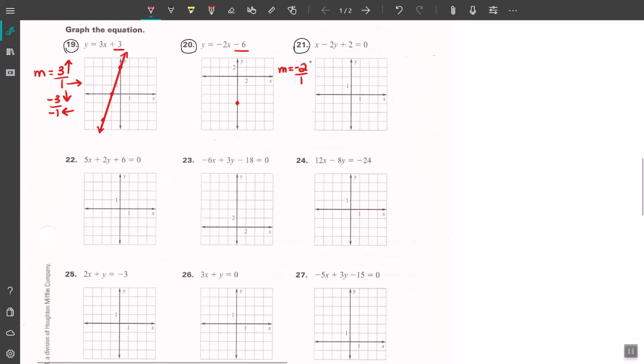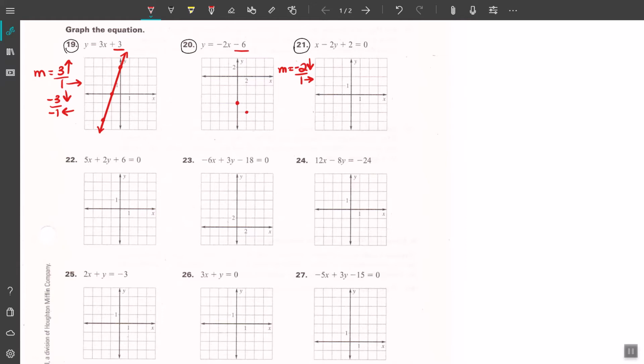That negative sign in the numerator means vertical movement down, and the positive in the denominator means to the right 1. So I'm going to go from this point down 2, which is just 1 spot, and to the right 1.